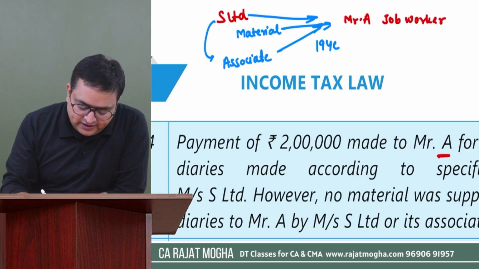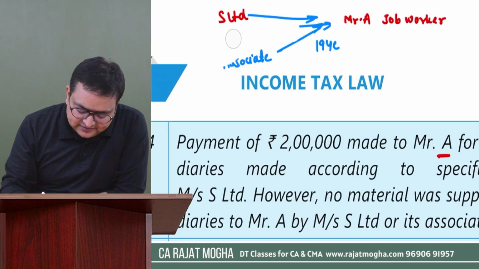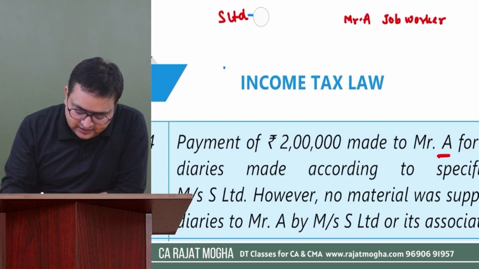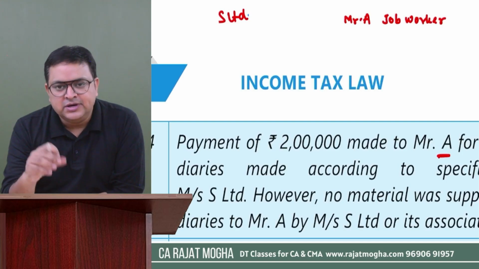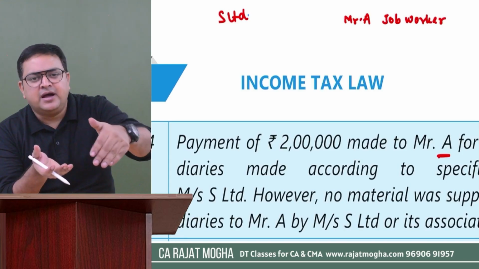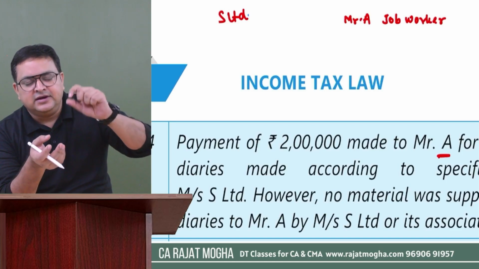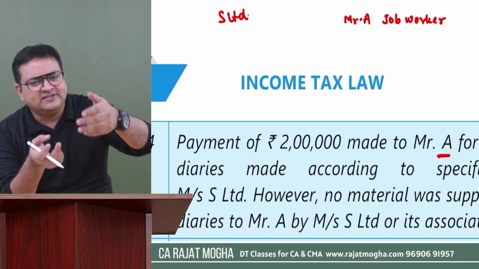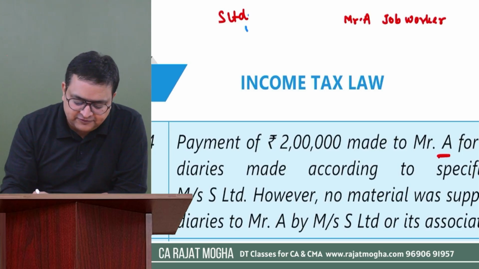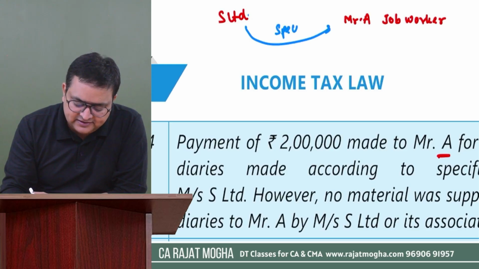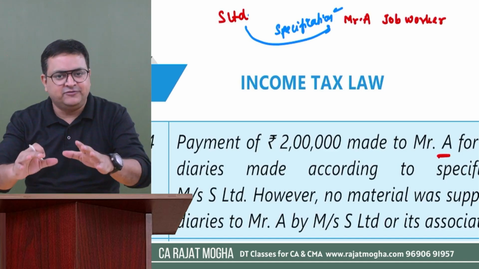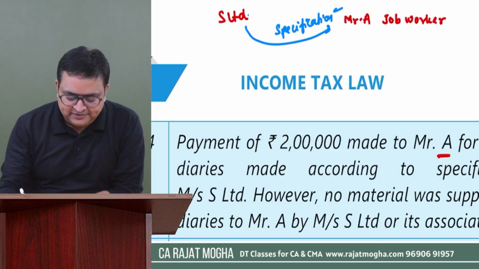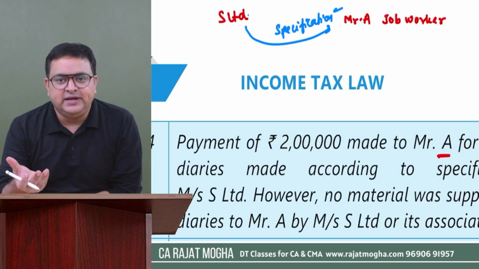But what if S Limited is asking Mr. A that you have to prepare a diary which should have our logo? The cover should be dark brown. This should be the binding. It should be a hardcore binding, or a plastic binding, whatever. They are giving specifications that these are the specifications of a diary. It should be rectangle, it should be square, whatever it is. So they are giving all the specifications to Mr. A. Mr. A will say, okay, I'll do, but where is the raw material?